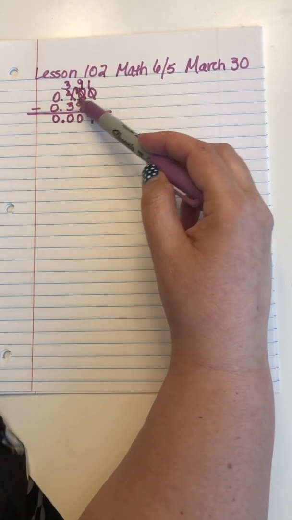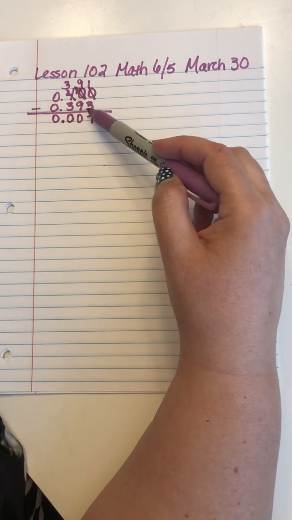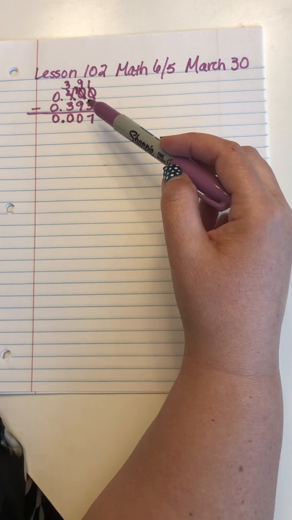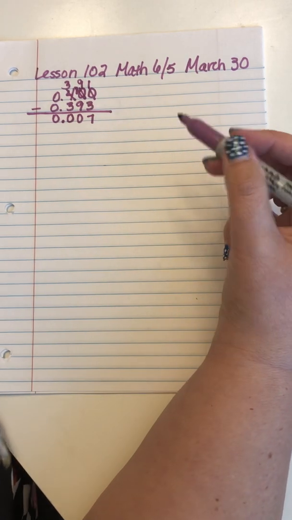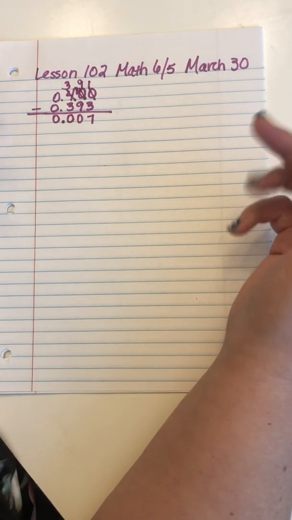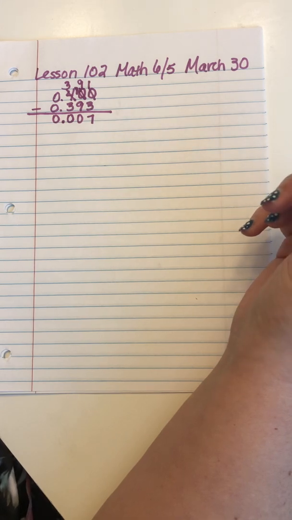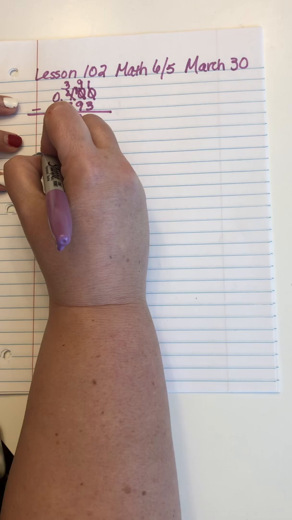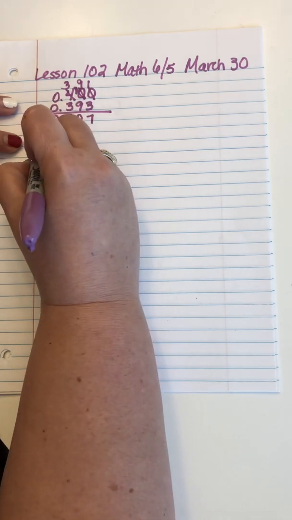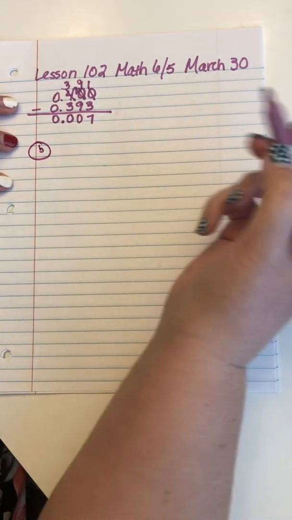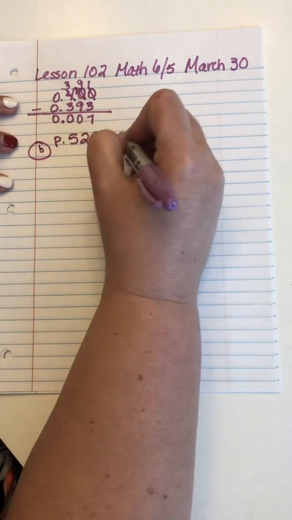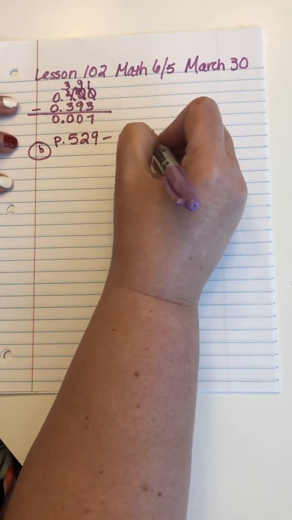Okay, so everything in this lesson is going to be dealing with subtracting decimal numbers and making sure that you have the right number of decimal places for your problem before you start subtraction. So I'm going to do a couple of your practice problems with you since this is mostly review for most of you. So let's see. Let's go with problem B. I'm on page 529, practice problems.